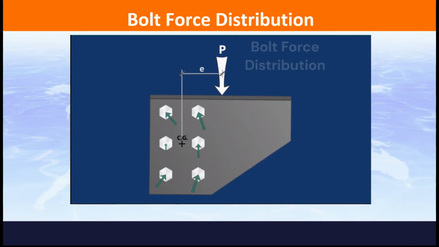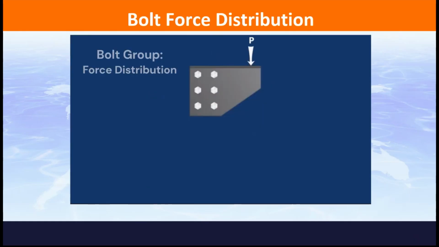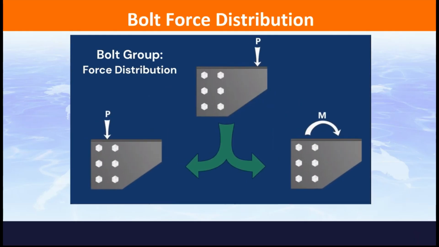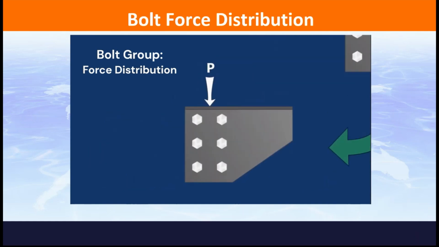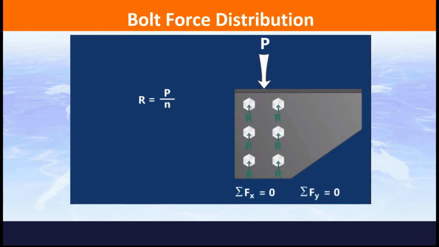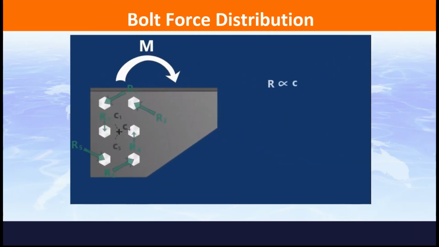If you've got an eccentric load, you're putting a moment in that connection, and you need to know how that moment is distributed. So it's quite a complicated thing to work out. The first bit is easy. You split it into two. Take your concentric load P and then distribute that between the bolts, in this case 6 bolts. So the force or reaction in each of the bolts is the applied load divided by the number of bolts. And for equilibrium, the total forces add up to 0.